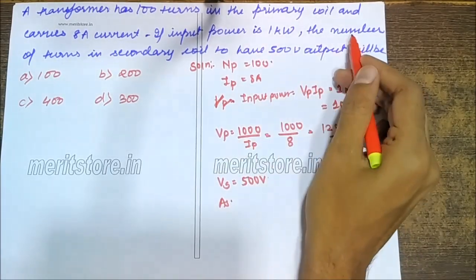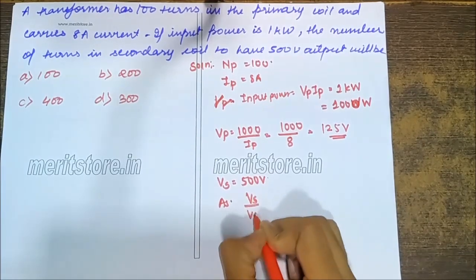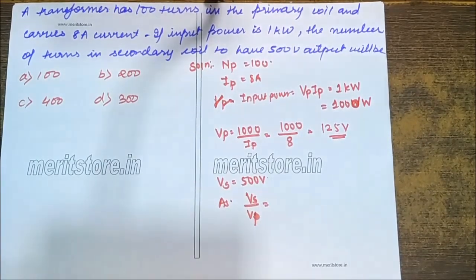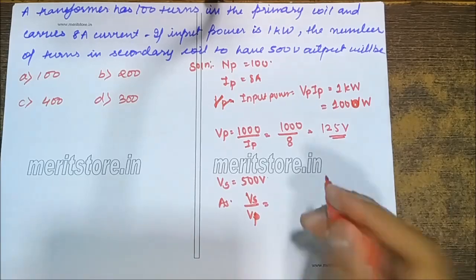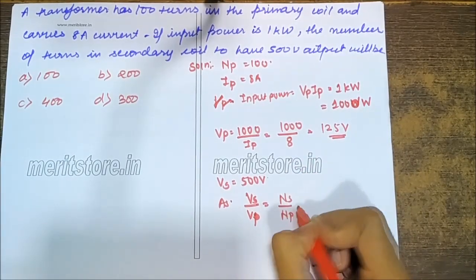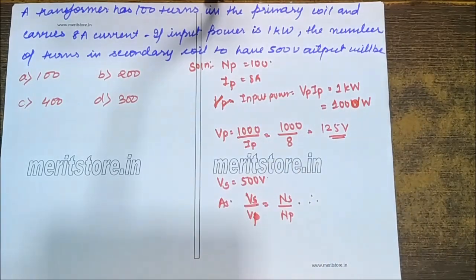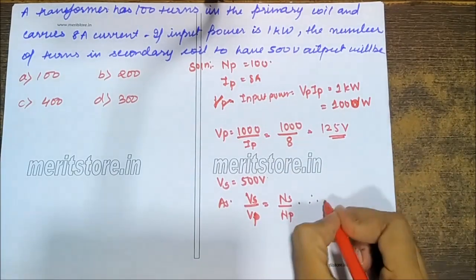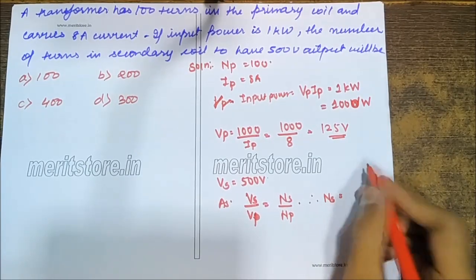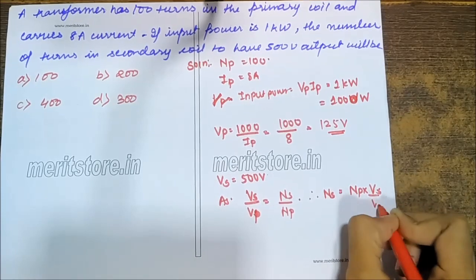Also we have the transformer equation, and we are going to find the number of turns. The transformer equation states that the voltage of the secondary with respect to the primary is equal to the number of turns of the secondary upon the number of turns of the primary. The number of turns for the primary is given, but for the secondary we need to find out. So Ns will be equal to Np multiplied by Vs upon Vp.